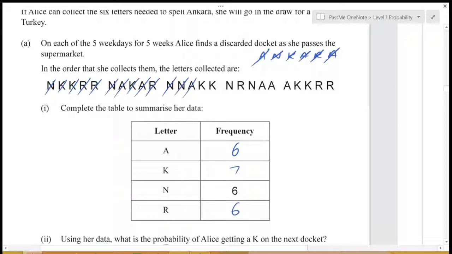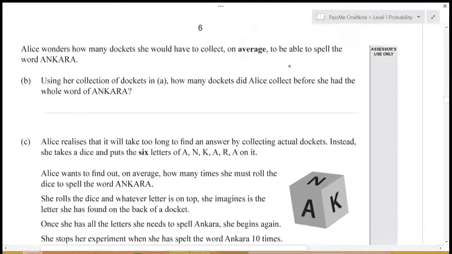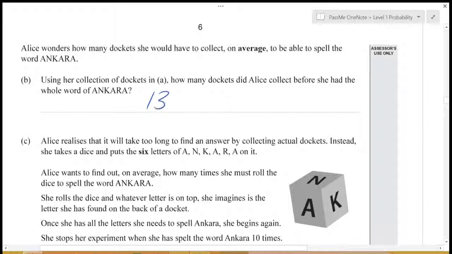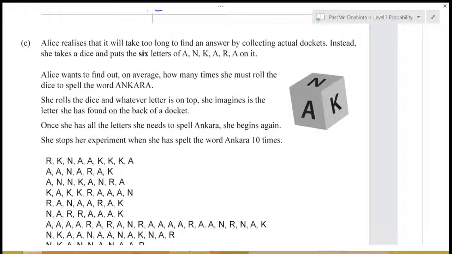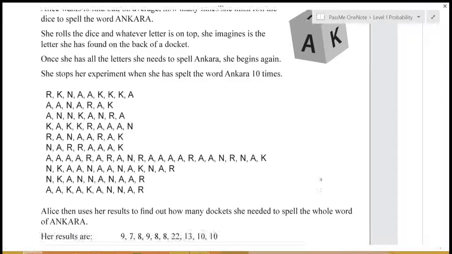There we go. So let's count up. 1, 2, 3, 4, 5, 6, 7, 8, 9, 10, 11, 12, 13. So that means that we need 13 cards before she can spell the word. Okay, so this next bit again, I'll let you pause there and read it if you want, but basically she's talking about getting an experiment here, and these are the results of her experiment.